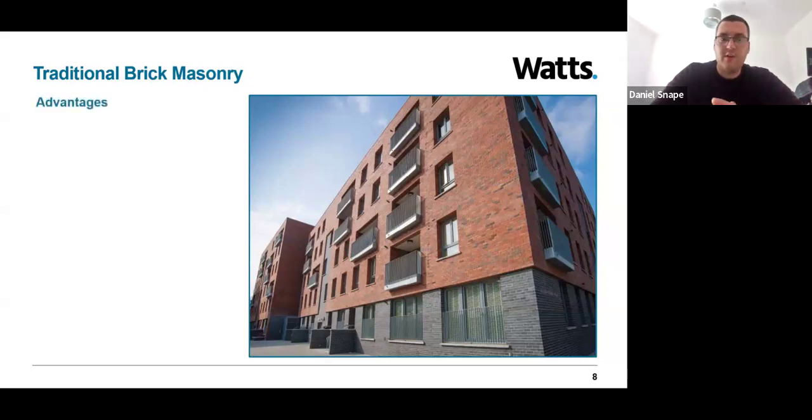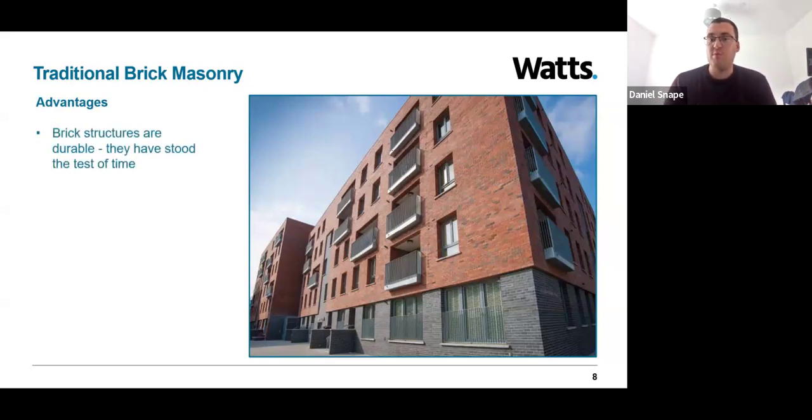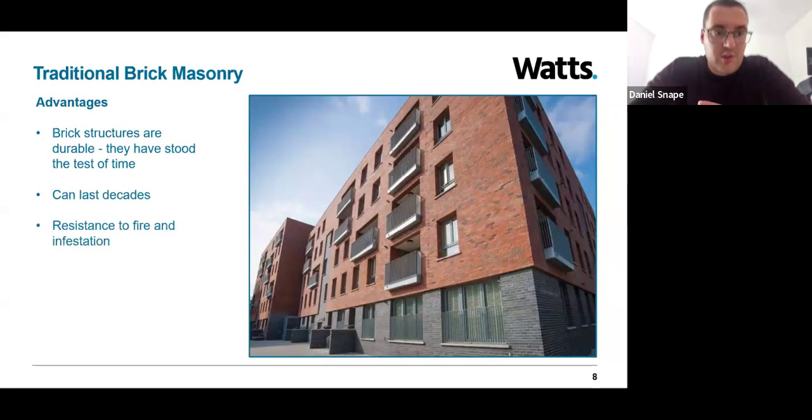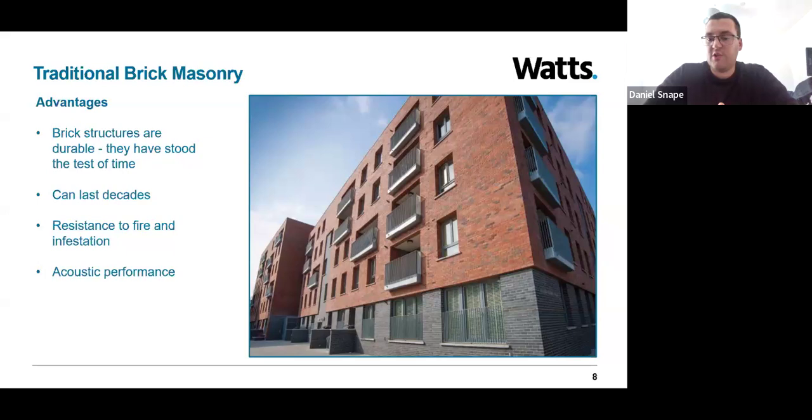So what are some of the key advantages to brick masonry, and why has it been used so often over the decades? Well, one of the main advantages of masonry is that it's durable. So when correctly constructed and maintained, it can last for decades. Brick also has a very good resistance to fire and infestation. Obviously, another reason why it's commonly used in UK construction. It also provides excellent acoustic performance, which can often omit the requirement for further acoustic treatment, such as internal linings, but of course that need can depend on the local environment.